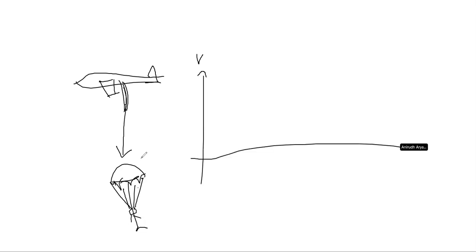So when he jumps, that means the initial velocity is less than the final velocity. So it starts off like this. It will start from u equal to zero.